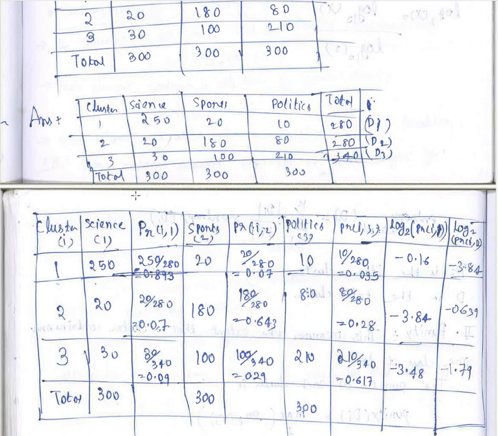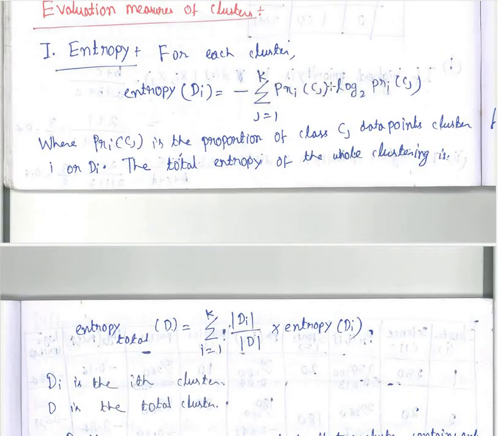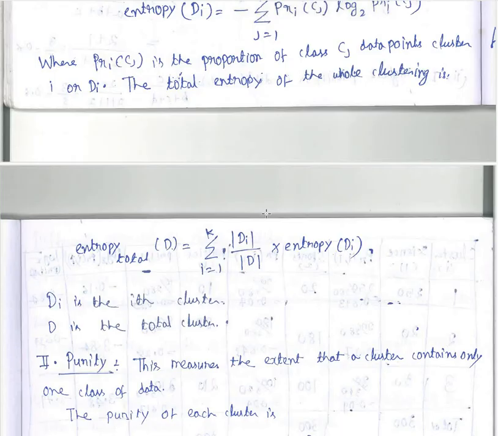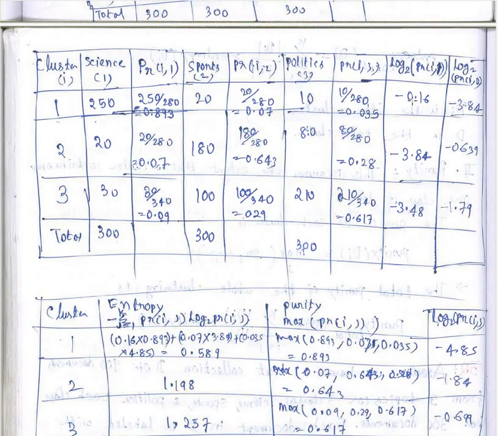So for cluster i, science, the values are written here. Pr of i comma 1 is 250 divided by the total 280, which is 0.893. 20 divided by the total 280, and 30 divided by the total 340, are written here. For sports, in the same way, we find Pr of i comma 2, and for politics we find Pr of i comma 3. And then we need log base 2 of Pr of i comma 1. Pr of i comma 1 is 0.893. Log base 2 of 0.893 is minus 0.16.